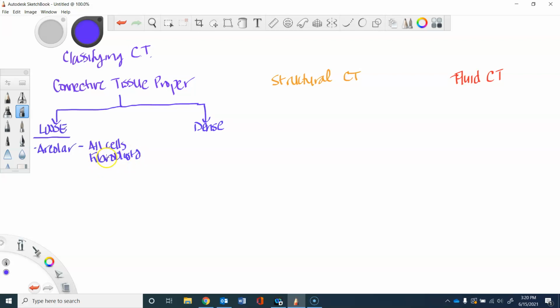And areolar connective tissue is all over the body. It's more of that than any other kind of connective tissue, and it's always under epithelial tissue. So it's a good support. It supports epithelial tissue.